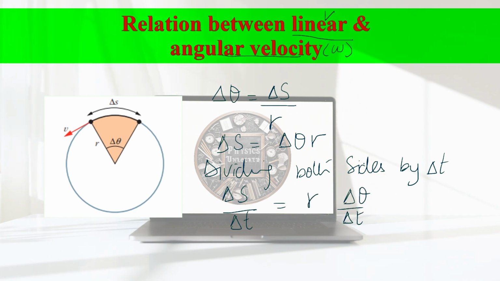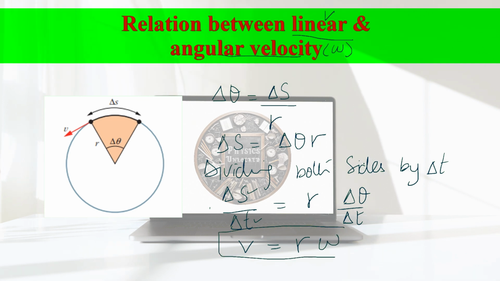By the definition, del s over del t, the distance over time, is known as the linear speed. r will remain the same, and del theta over del t is the definition of the angular speed, as we have studied in the previous slide. So this is the relationship between v and omega, the linear speed and the angular speed.